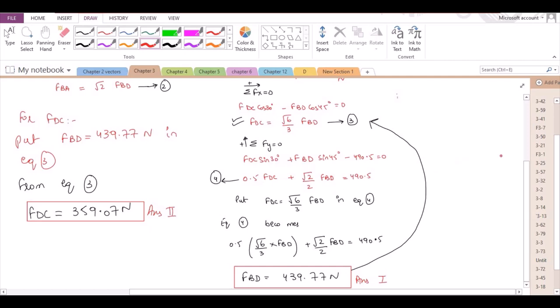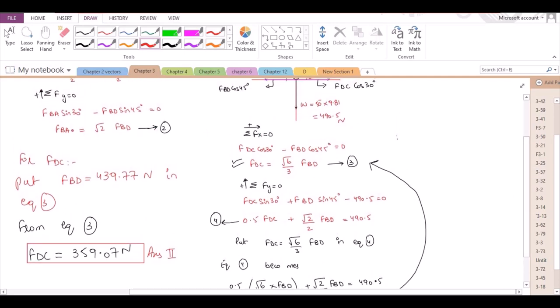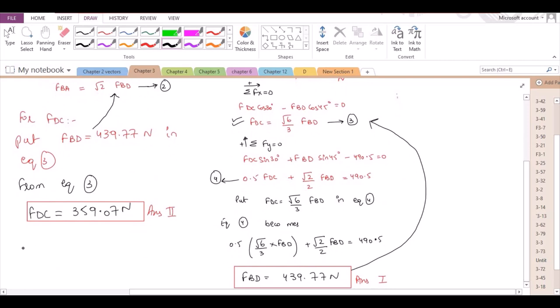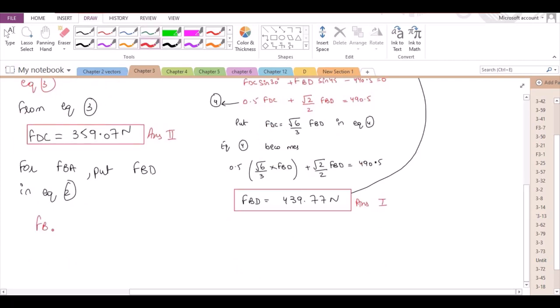Now for the FAB force, or you could say the FBA force, we can put the value of FBD into equation 2 to get the FBA force. So from equation 2, FBA equals root 2 into 439.77, which comes out to be 621.93 newtons. This is our third answer.